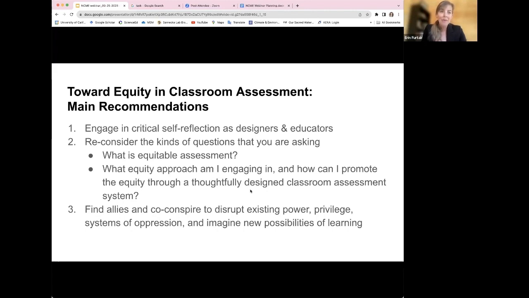As Hosan was just saying, we want to reconsider the kinds of questions that we're asking in our work in assessment for learning about what counts as equitable assessment, how these different ways of thinking about it are overlapping and interactive with each other, and how we can promote equity through thoughtfully designed classroom assessment systems. And this last one, I would say not just finding allies, but also being allies and co-conspiring to disrupt existing privilege, power, systems of oppression, and to look toward new possible transformative futures that imagine new possibilities for learning.